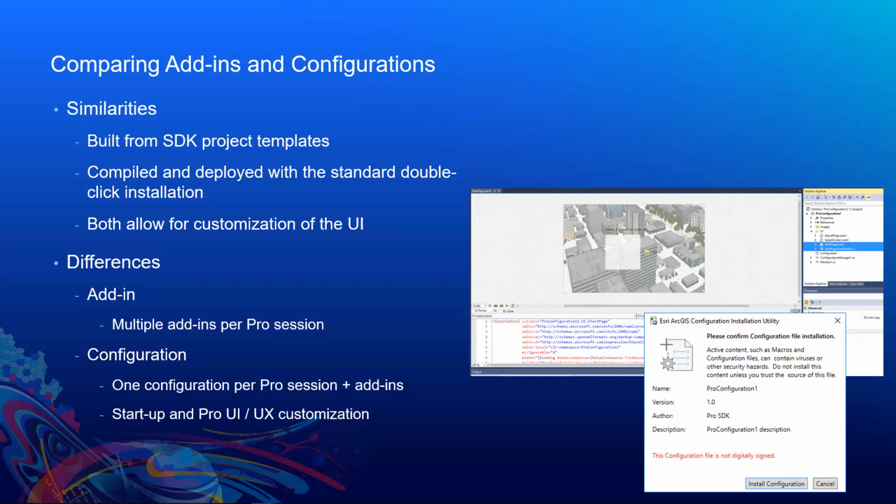Just some differences here: add-ins allow multiple. With an add-in, you can have multiple add-ins per Pro session. But with a configuration, you have just one configuration per Pro session, and then you can include as many add-ins as you'd like in addition to that. And with a configuration, you have the Startup and Pro user UI and UX customization capabilities.